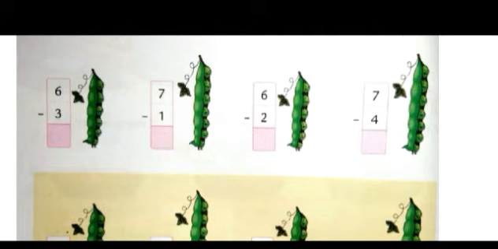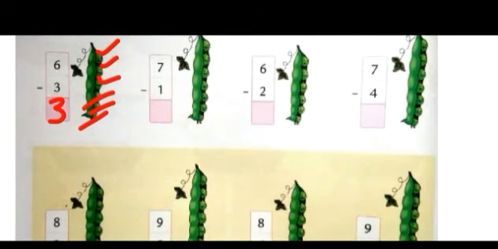Now, 6 are given here and we have to cross out 3. Okay. So, which is the bigger number? 6 is the bigger number. Out of that, how much do we need to take away? Only 3. So, let's do that. 1, 2, 3. So, now how many are left? Let's count. 1, 2, 3. So, we will write 3 in the given box.